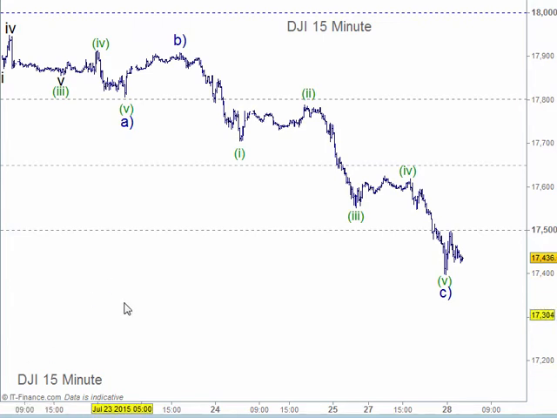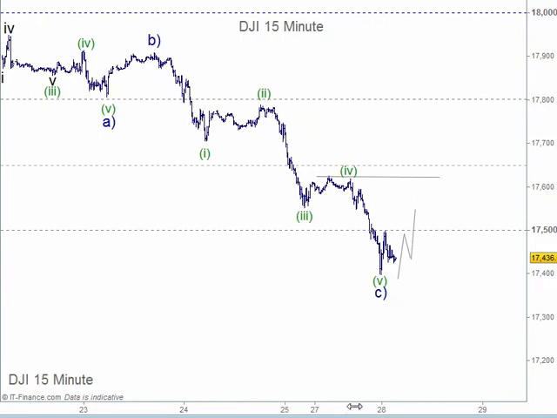You know that we've been counting an A wave, a B wave. We've been counting our 5 waves down here for wave C. So this could also come back. Well, we need it above this number. We need support on 17,600. 17,650 is a number that I'll be looking at with a bit of interest.